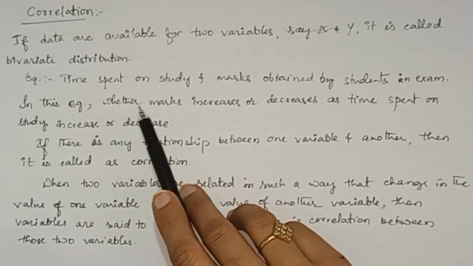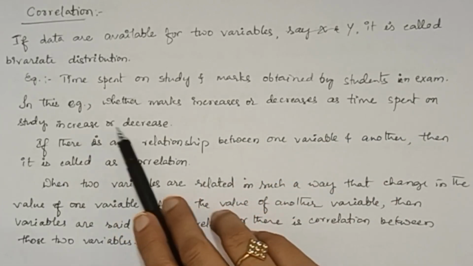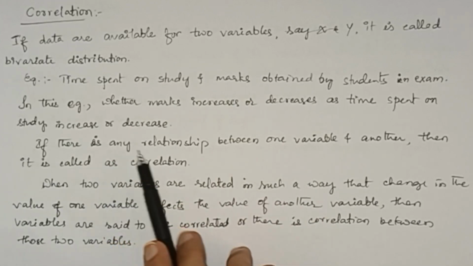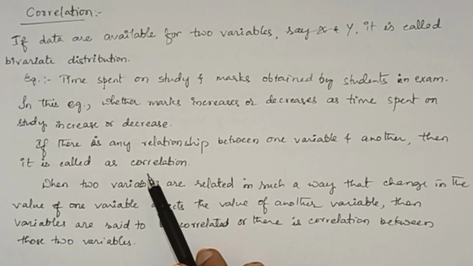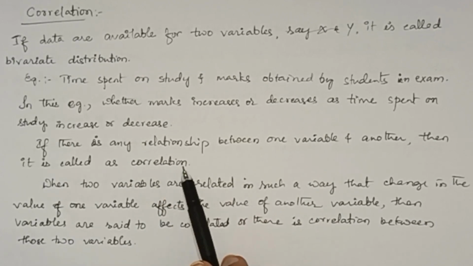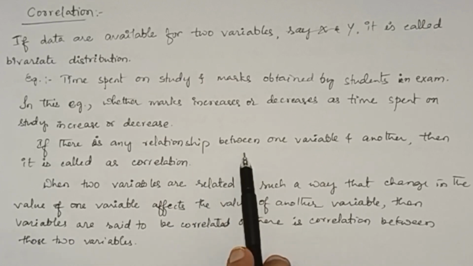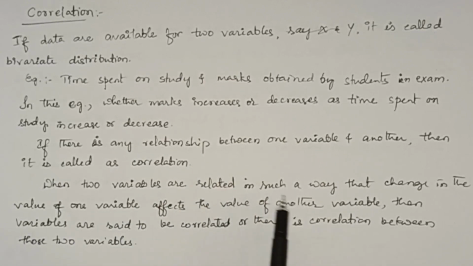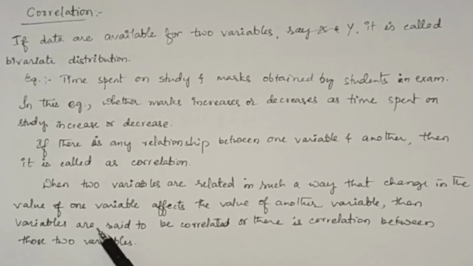That is, whether marks increase or decrease as time spent on study increases or decreases. So if there is any relationship between one variable and another, then it is called correlation. Correlation is all about finding the linear relationship between the given two variables. So when two variables are related in such a way that a change in the value of one variable affects the value of another variable, then those variables are said to be correlated, or there is correlation between those two variables.